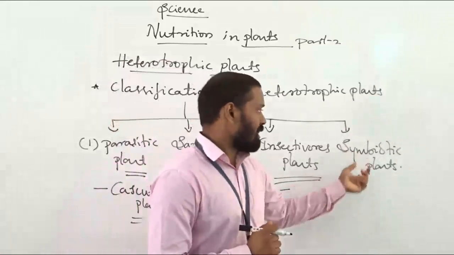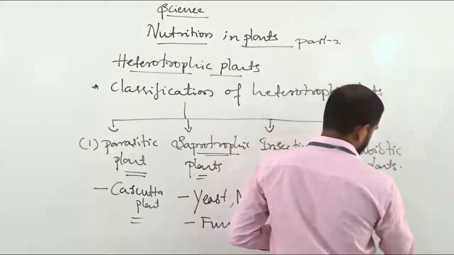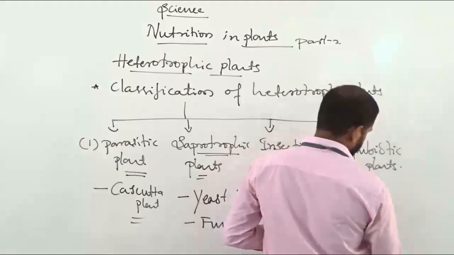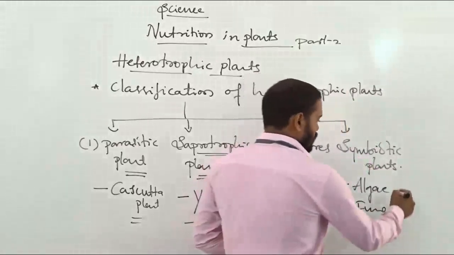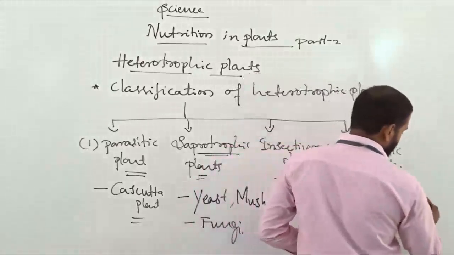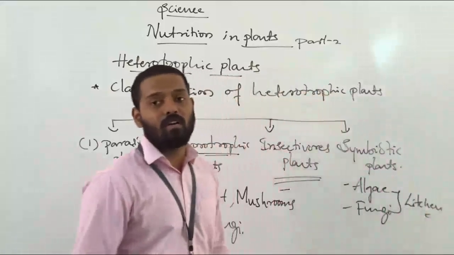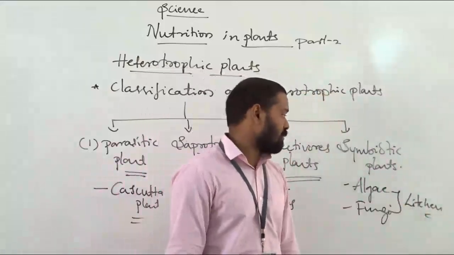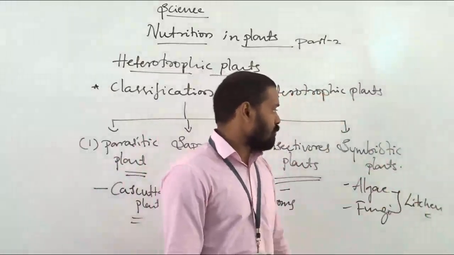Okay, for example, you can take algae and fungi. When these two plants grow together, we can call them lichen plants. Algae and fungi together are lichen plants. So these lichen plants we can consider as symbiotic plants.